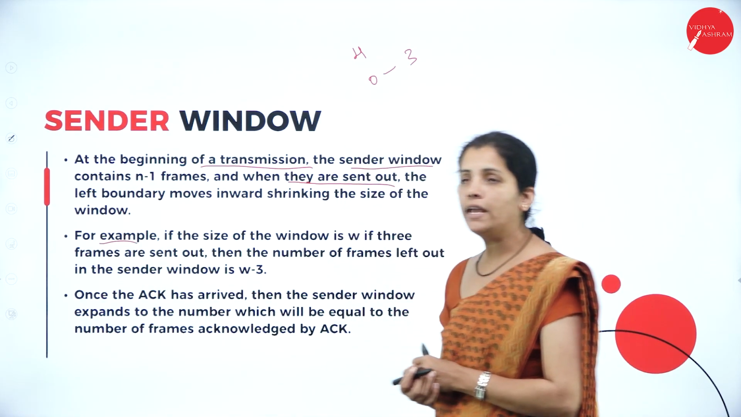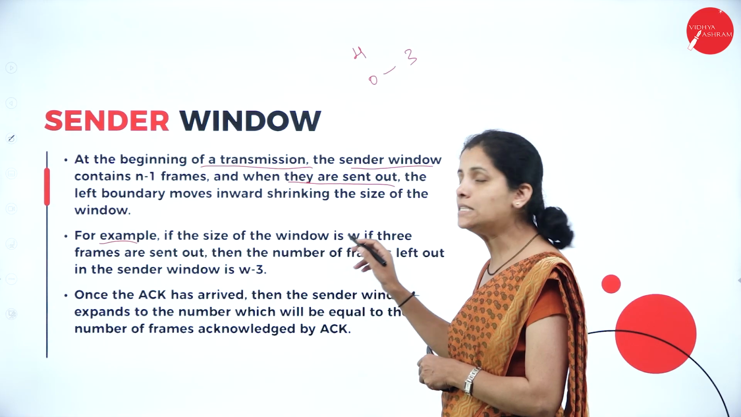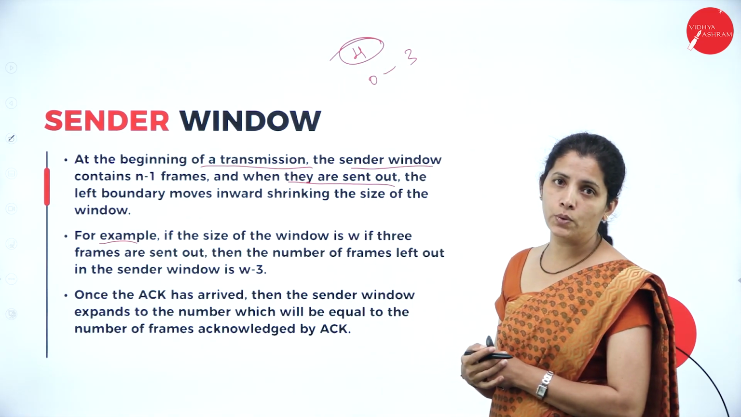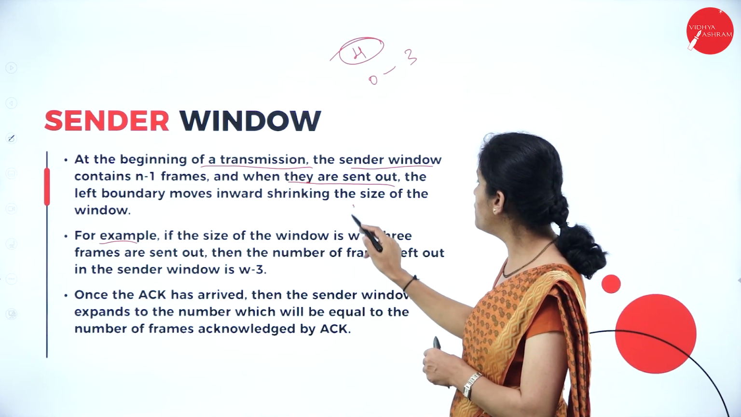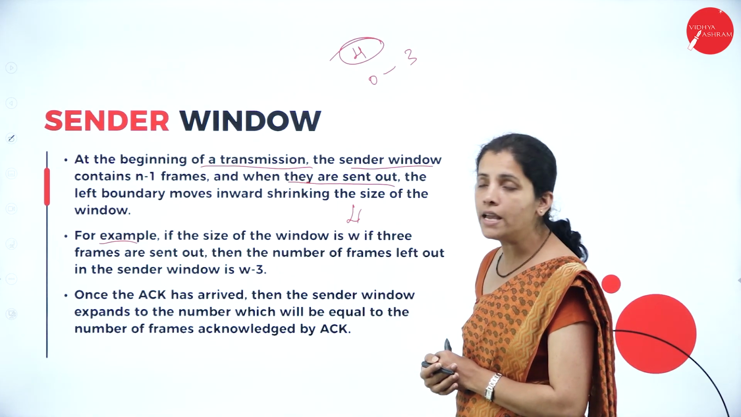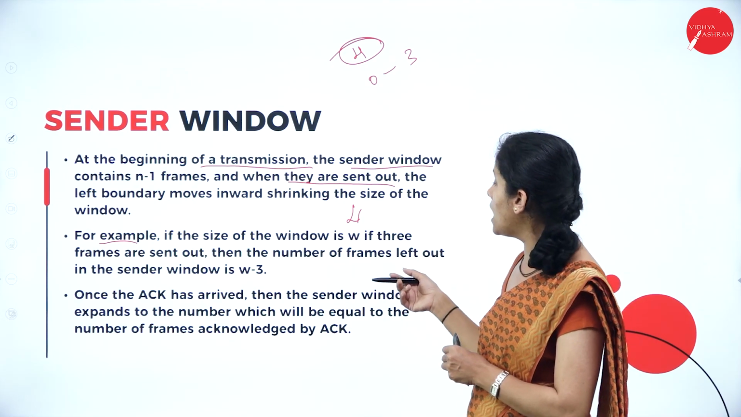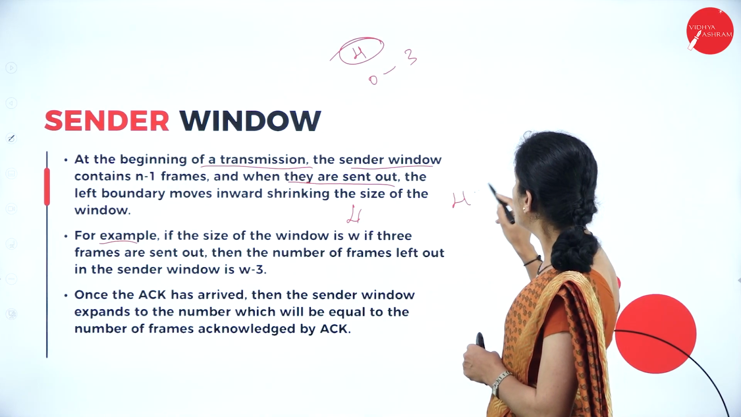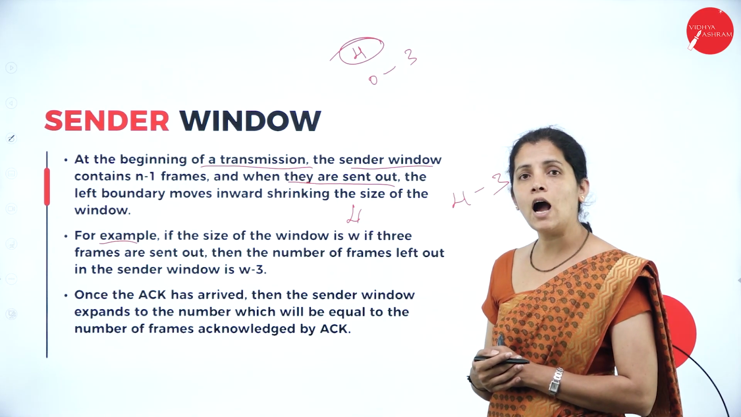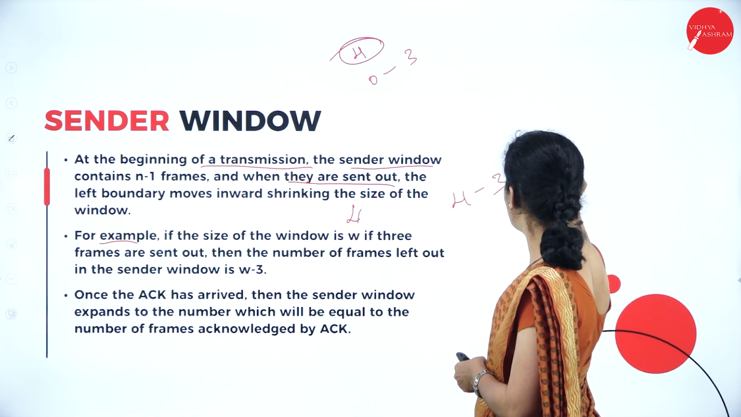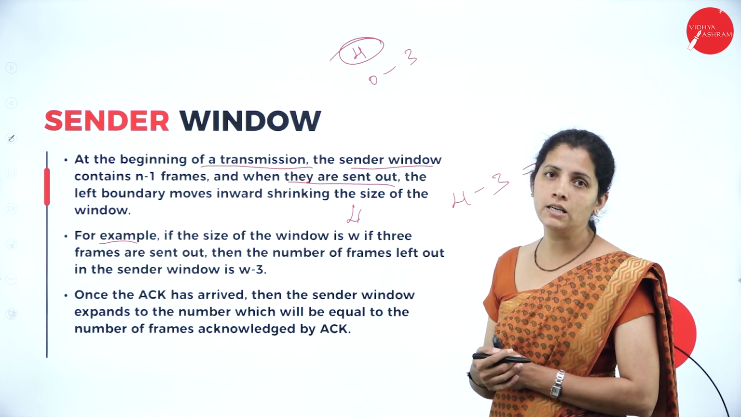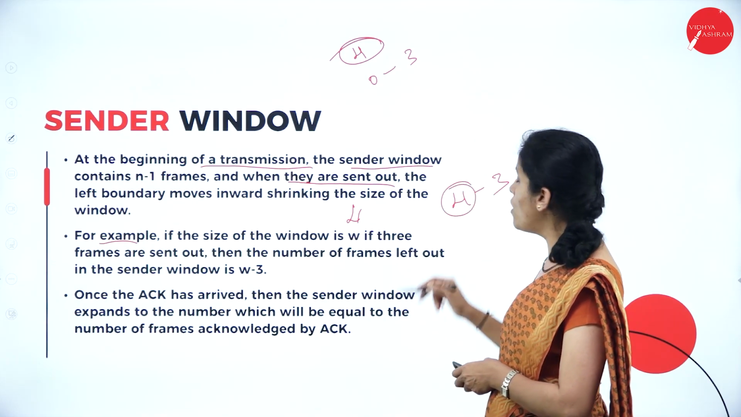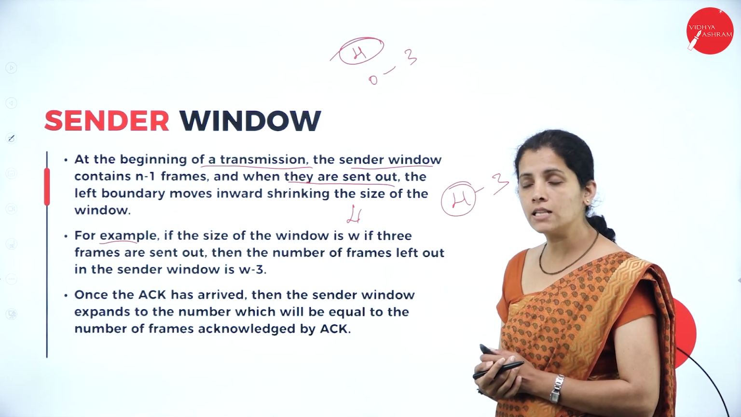For example, if the size of the window is W, so here 4 is the W. So, the size of the window is 4. If 3 frames are sent, so out of 4, if I send 3, then how many frames are remaining? That is only 1 frame. So, it is W minus 3. W is 4, 4 minus 3, the answer is 1.